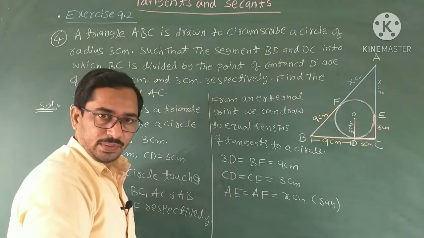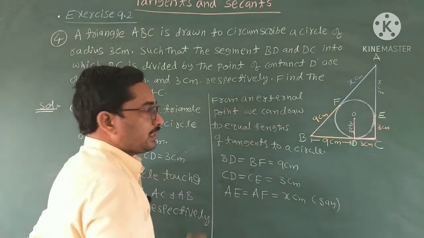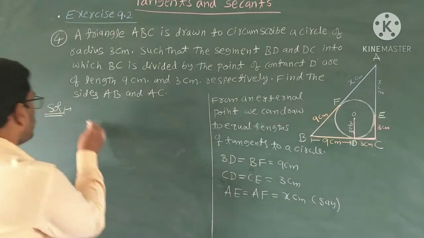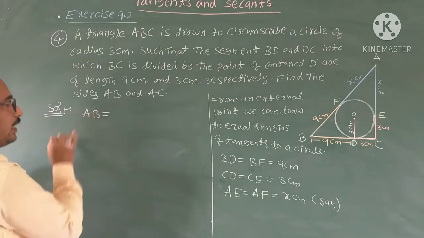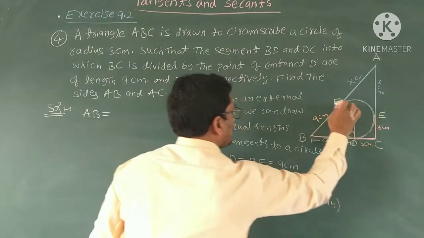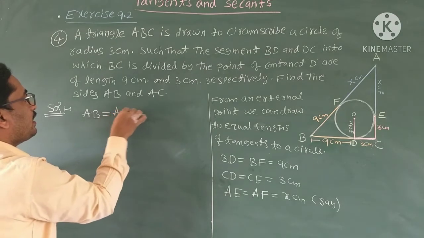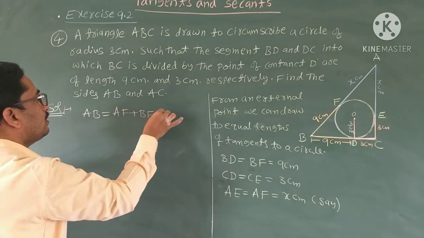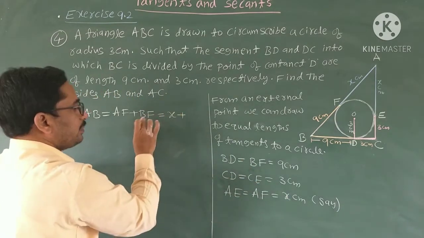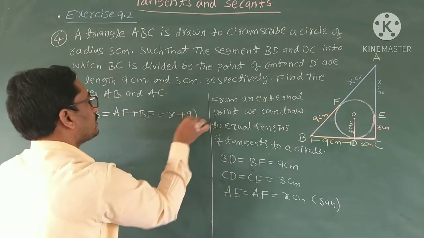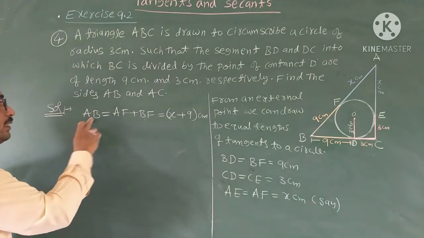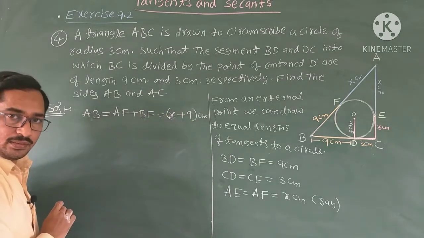Say X centimeters. Now find the lengths of the tangents. Now what is the length of AB? AB equal to the complete length, AB equal to AF plus BF. AF value X centimeters plus BF value 9 centimeters. So this is X plus 9 centimeters. So length of AB equal to X plus 9 centimeters.